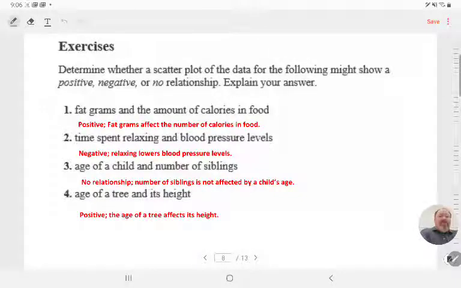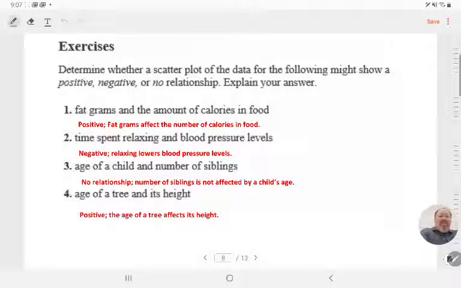And then number 2, time spent relaxing and blood pressure levels. Well, in life, when you relax, your blood pressure goes down, right? So that would be a negative scatter plot if we plotted data for that. And we could say relaxing lowers blood pressure levels.